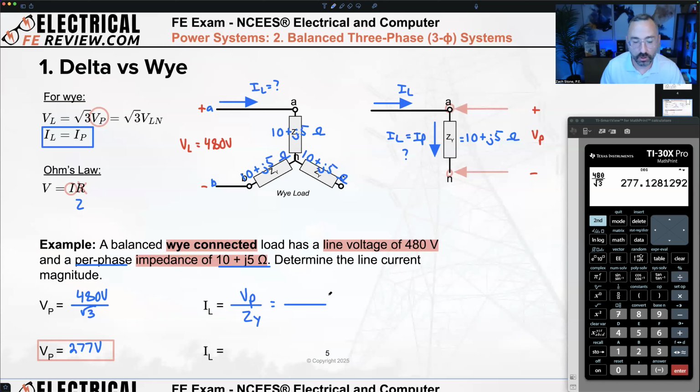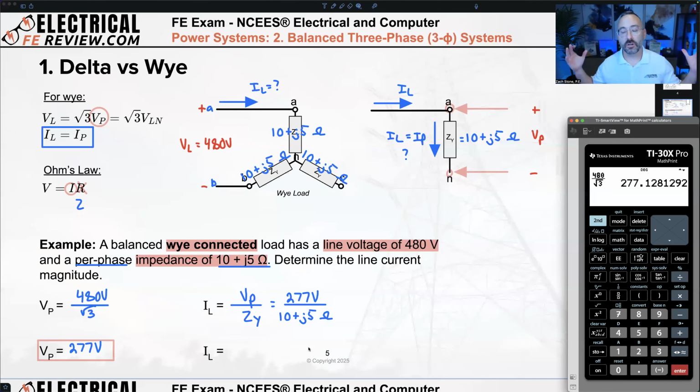So in Ohm's law, we're going to take our phase voltage that we just calculated, and we're going to divide it by the Y impedance given in the problem, 10 plus j5 ohms. That's going to give us the phase current, also going to give us the line current, same thing. So really the only step left in my calculator is I'm going to take this value and divide it by 10 plus j5.